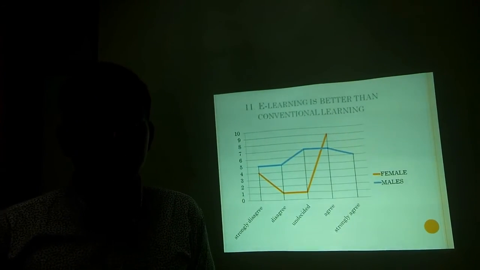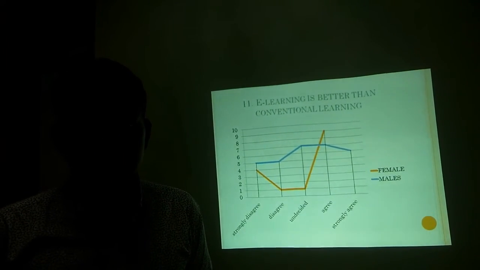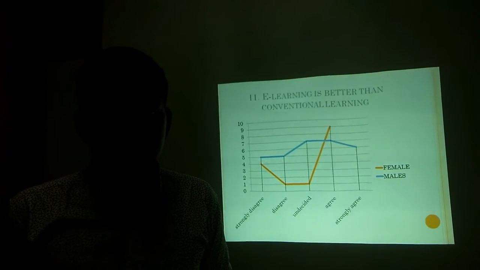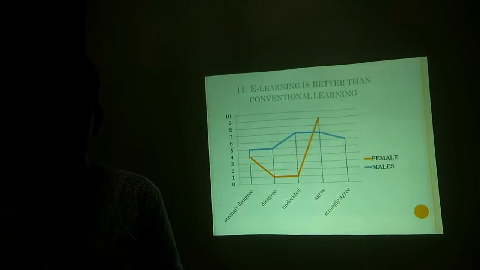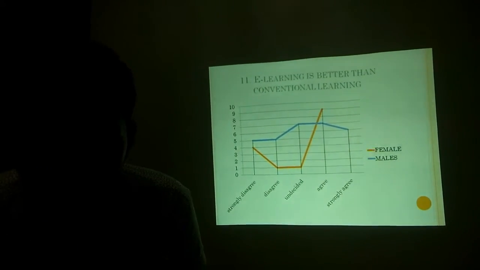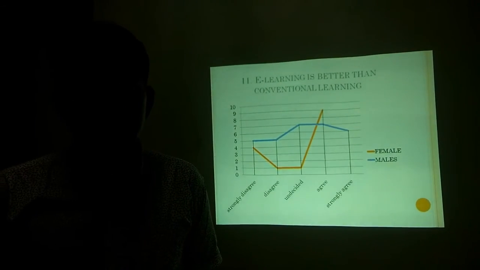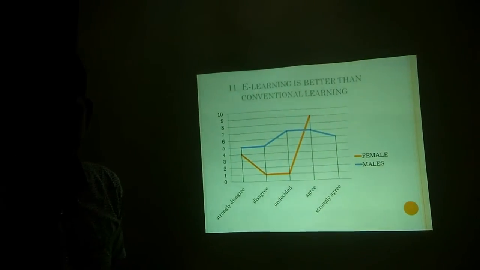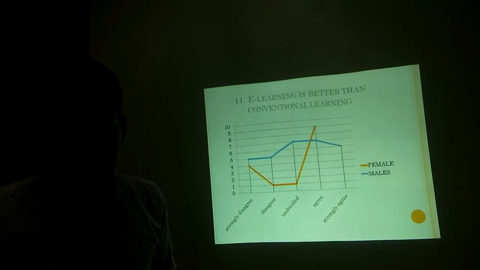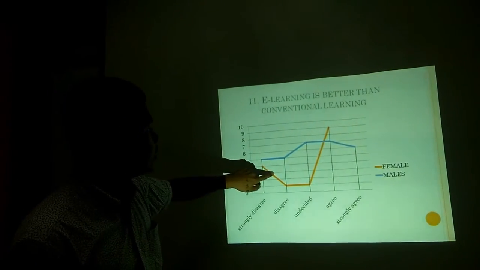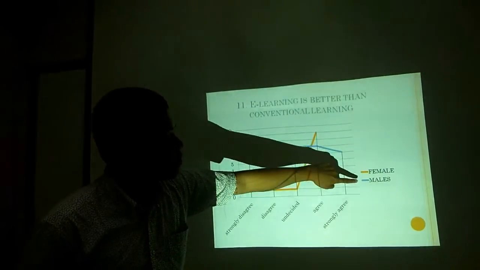Before I describe the graph of the finding, let me share with you the purpose of this mini project survey, which is to know the students' opinion on learning and teaching in Polytechnic. Now, let me start with the presentation. First, before I describe the finding on question 11, I will quickly explain about the graph. Different colors have been used in the graph. The orange color represents the female students and the blue color represents the male students.